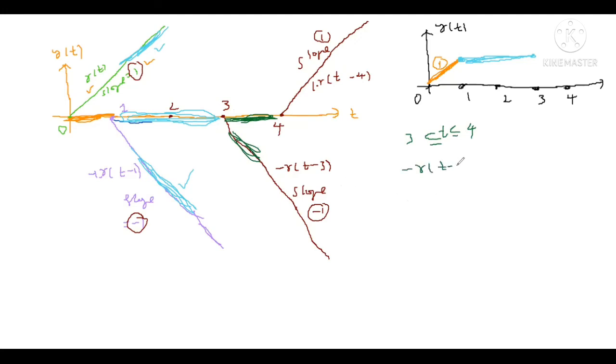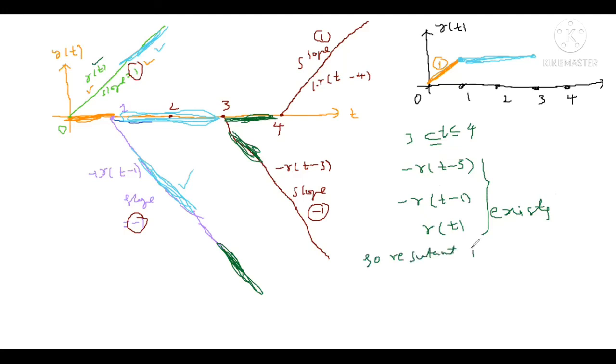In the 3 to 4 interval, three signals will exist: r of t, minus r of t minus 1 and minus r of t minus 3. The resultant signal slope is equal to plus 1, minus 1 and minus 1. You will get minus 1 as the resultant slope.